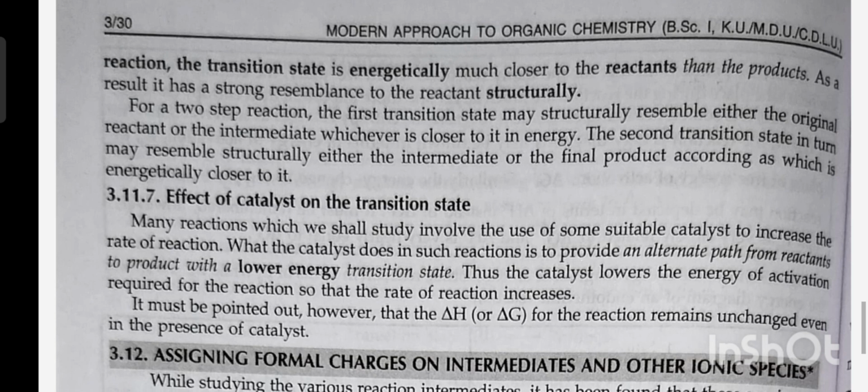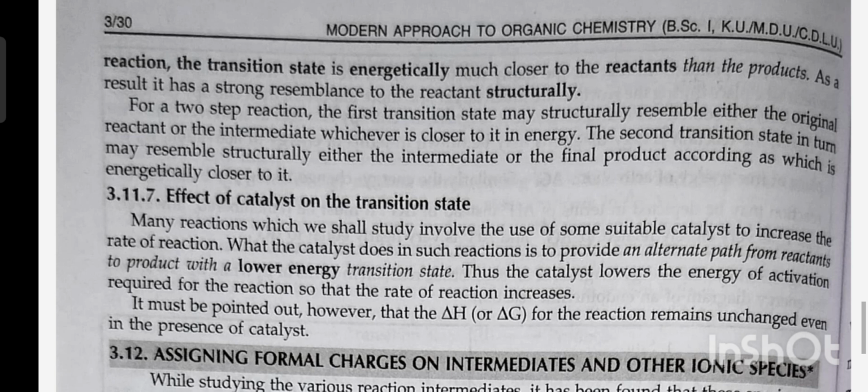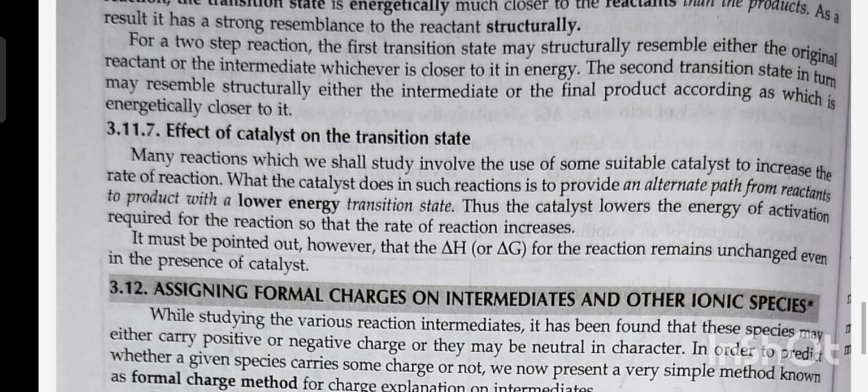For a two-step reaction, the first transition state may structurally resemble either the original reactant or the intermediate, whichever is closer to it in energy. The second transition state, in turn, may structurally resemble either the intermediate or the final product, according to which is energetically closer to it. Effect of a catalyst on the transition state.